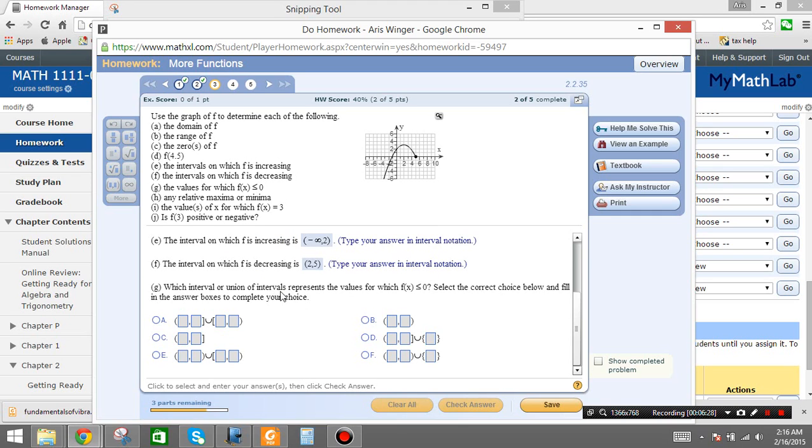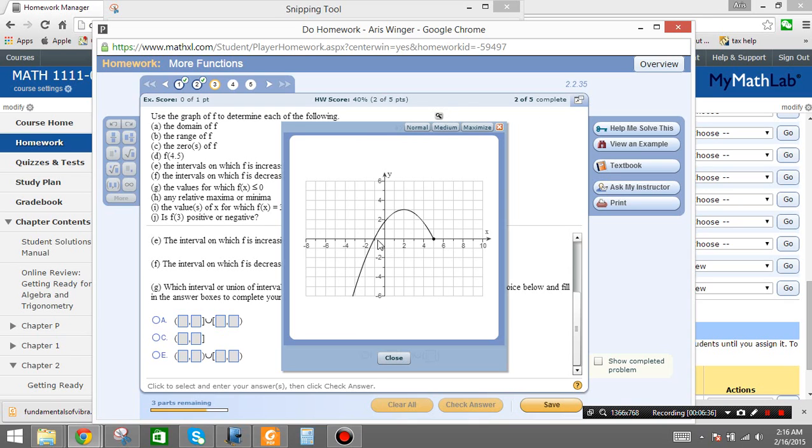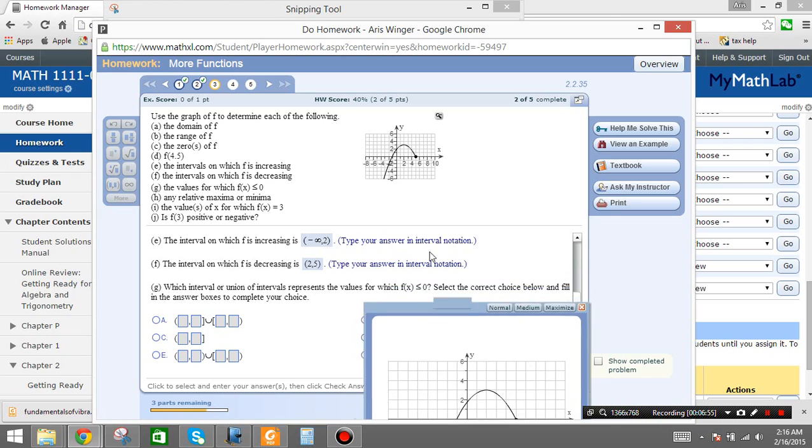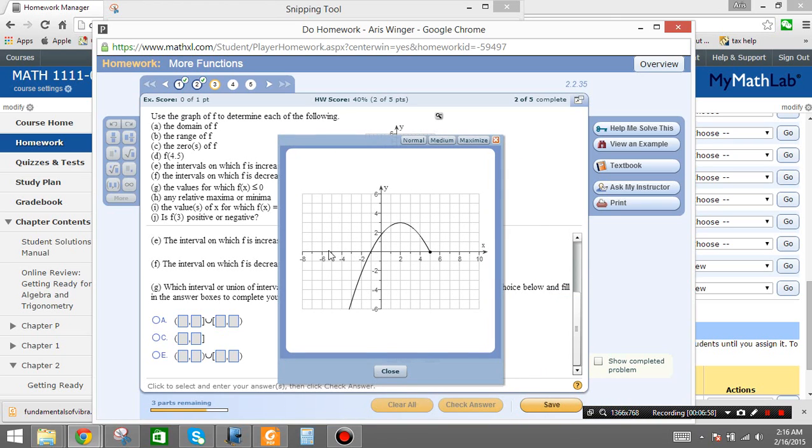Which interval or union of intervals represents the values for which f of x is less than or equal to 0? So we're trying to find out when is the graph under the x-axis. It looks like up until this point, including this point, and then you also need this. So for less than or equal to 0, you need minus infinity up until negative 1, and there's one other place where this thing is less than or equal to 0, and that is right there. 5 is where you're equal to 0, so you have to make sure you include that one.